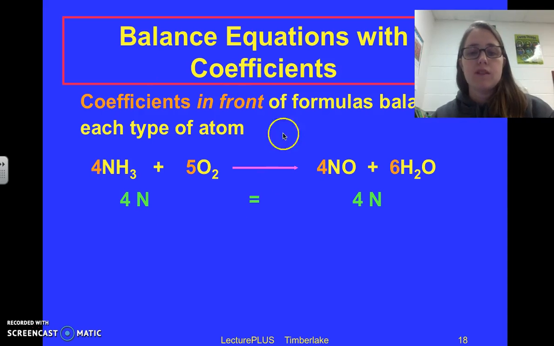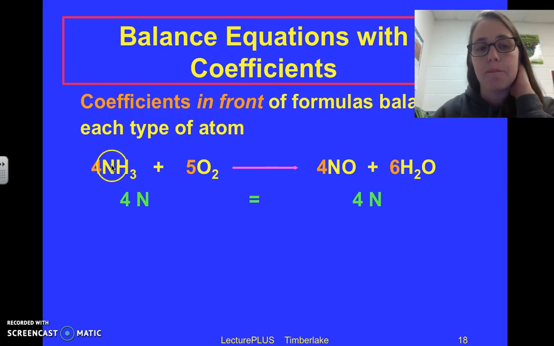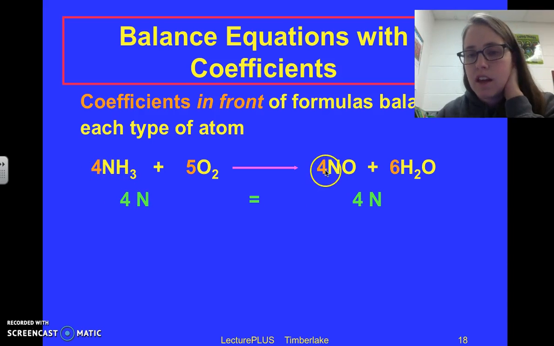So the way we do that is we count how many there are on each side. So we'll start with this side with the first atom. A coefficient isn't an atom, so we skip the number here and we go to the first atom. So the first atom is nitrogen. So we say, oh, there are 4 nitrogen, because nitrogen doesn't have a subscript, remember? So 4 nitrogens. Then we say, oh, what's on the other side? And we say, oh, look, 4 nitrogens. Same.